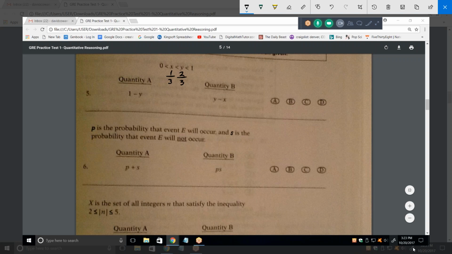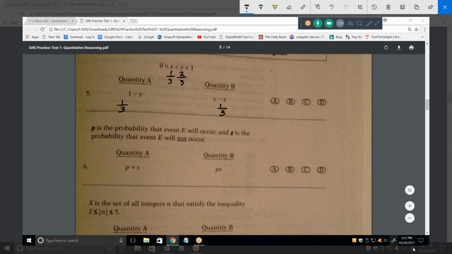Now, what is 1 minus 2/3? So that's 3/3 minus 2/3, which equals 1/3. Okay. And what is 2/3 minus 1/3? 1/3. Okay. So with those numbers, they're equal.